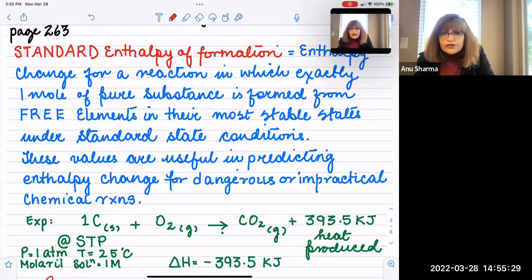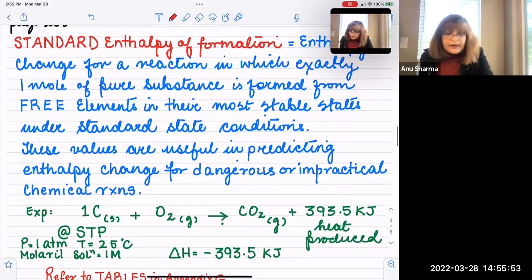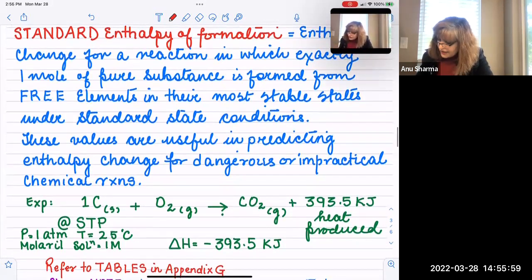Now, these values are useful in predicting enthalpy change for dangerous or impractical chemical reactions. Sometimes it is not possible for us to do very difficult reactions because either we may not have the apparatus or the infrastructure for that, or the actual reactions are too dangerous to do, with extreme conditions. So what we do is we use mathematics to make predictions based on what we know about those reactions, and generally they come out true.